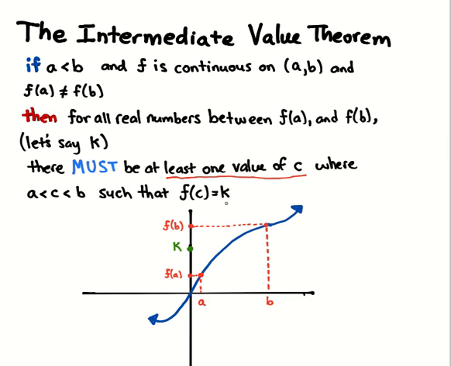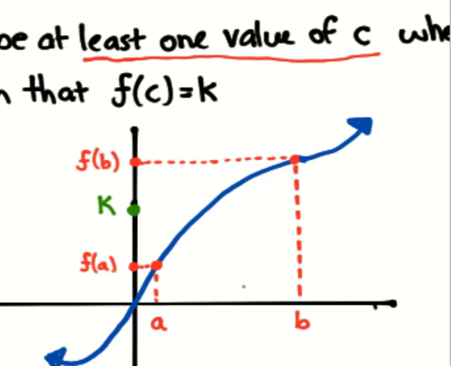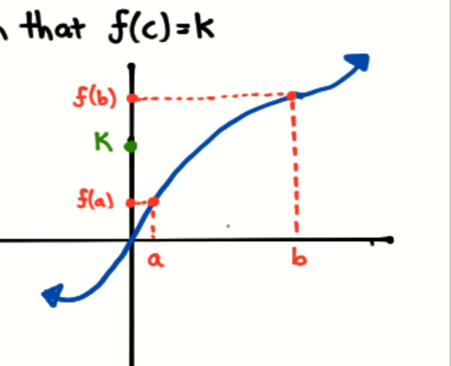So we're going to try and look at a picture to make sense of this. So let's go ahead and look at that picture. Here's a function f. Here's A and here's B. Notice A is less than B. Here's f of A on the y-axis, and here's f of B. Now this curve, this function, is nice and continuous. Okay? Could be a polynomial function, but it doesn't have to be a polynomial function.